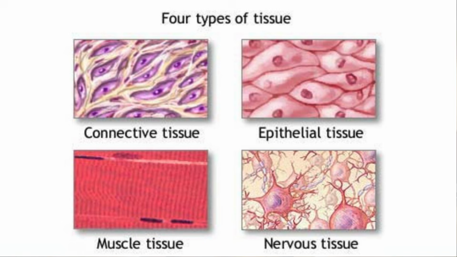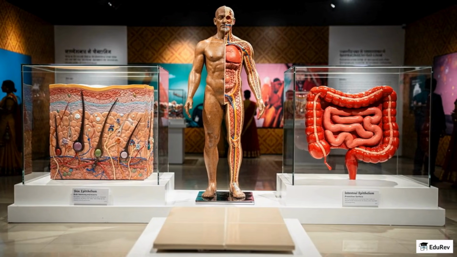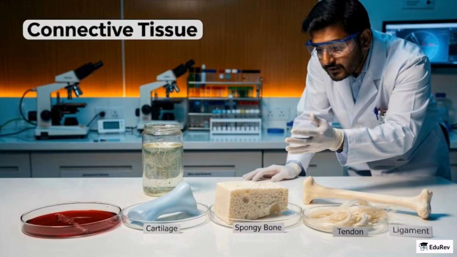Now let's turn to animal tissues, where four main types organize body structure and function: epithelial, connective, muscular, and nervous tissues. Epithelial tissue covers the body and lines organs, forming barriers and surfaces for absorption, secretion, and protection, from the skin to the inner lining of the gut. Connective tissues link and support body parts, ranging from fluid blood with a watery matrix to hard bone with a mineral-rich matrix, and include cartilage, tendons, and ligaments.